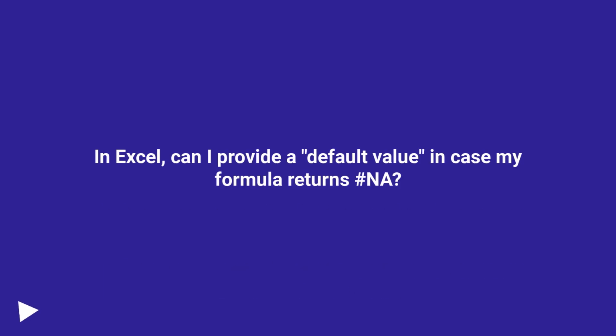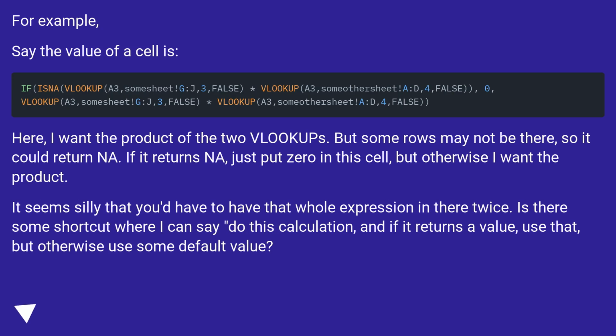In Excel, can I provide a default value in case my formula returns #N/A? For example, say the value of a cell is here. I want the product of the two lookups, but some rows may not be there, so it could return #N/A. If it returns #N/A, just put 0 in this cell, but otherwise I want the product.